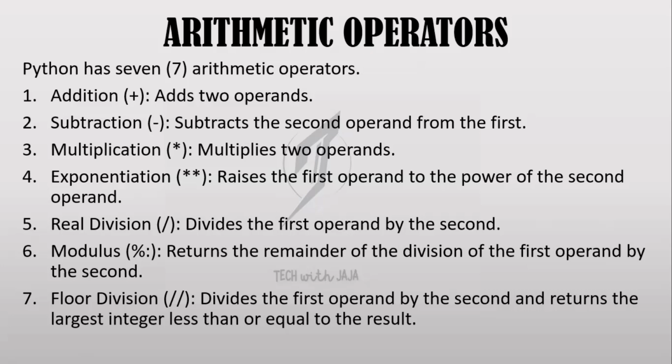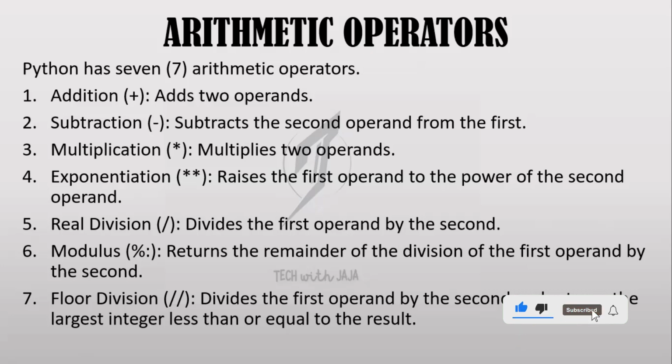Now, the addition operator is used to add two operands. The subtraction operator is used to subtract the second operand from the first. If we have 5 minus 3, we are going to subtract the 3 from the 5. The multiplication operator is used to multiply two operands. If we have 2 times 8, we are going to multiply the 2 by the 8 to give us 16.